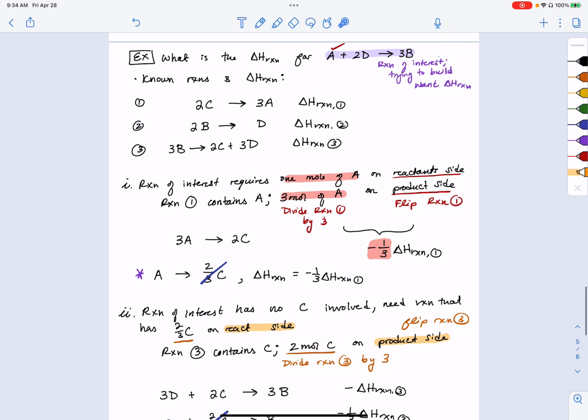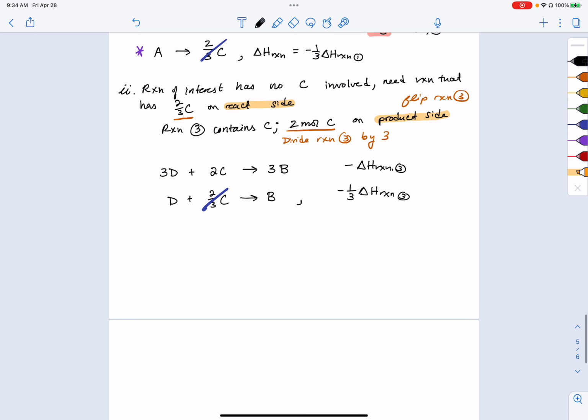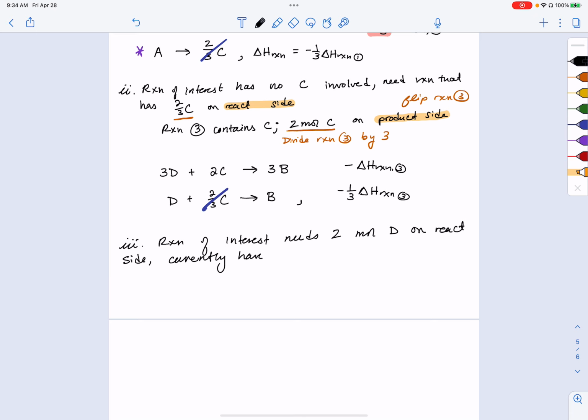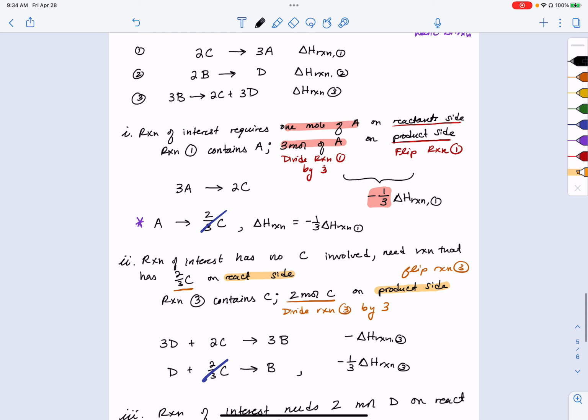Okay, well, let's look at our reaction of interest. We need 2 moles of D on the reactant side. So the reaction of interest needs 2 moles of D on the reactant side, and we currently have 1. So let's put all of our D on the reactant side.